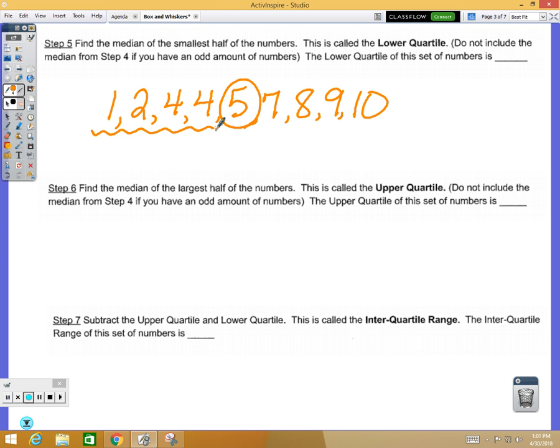So if I'm looking for the middle of these 4 numbers, it would come in between the 2 and the 4, which would be, between 2 and 4 is 3. So the lower quartile is 3.